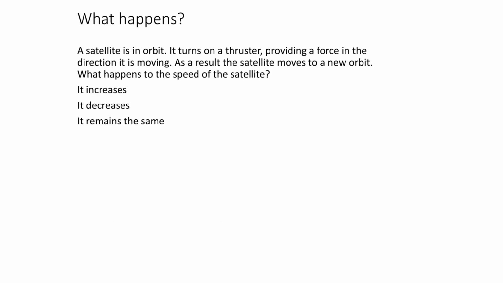Okay, so here's a question. A satellite is in orbit. It turns on the thruster, providing a force in the direction it's moving. So we've got some planet here with some satellite going around it. The satellite's moving in this direction. It turns on a thruster, which gives it a force also in this same direction. So as a result, the satellite moves to a new orbit, and we're asked what happens to the speed of the satellite. Does it increase, decrease, or remain the same?